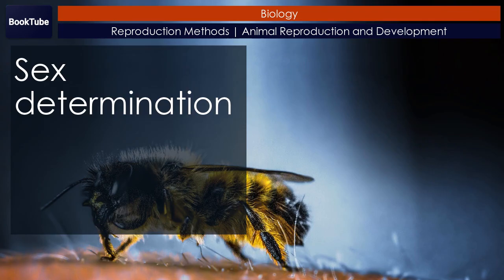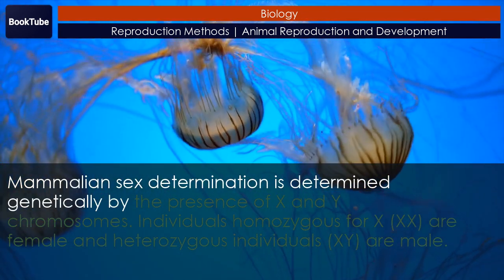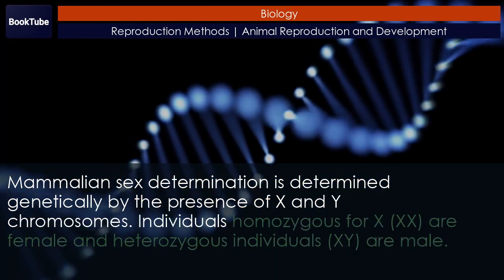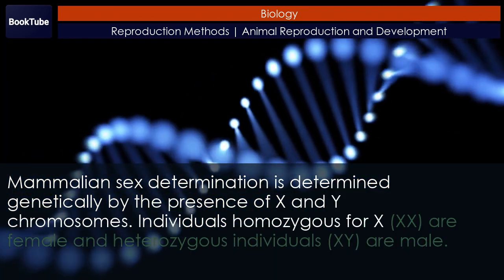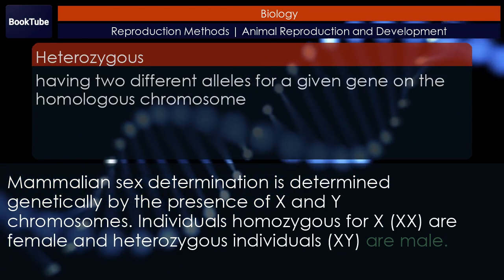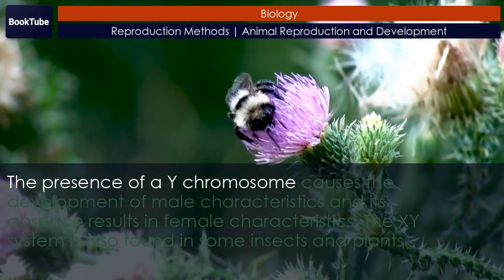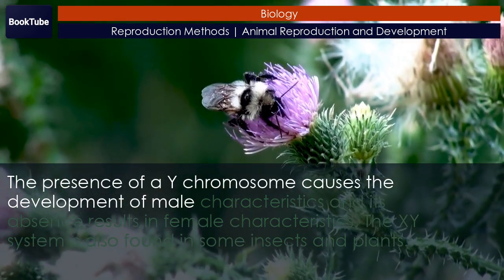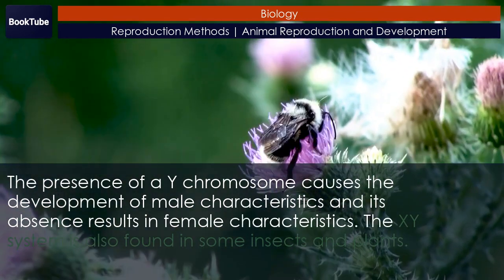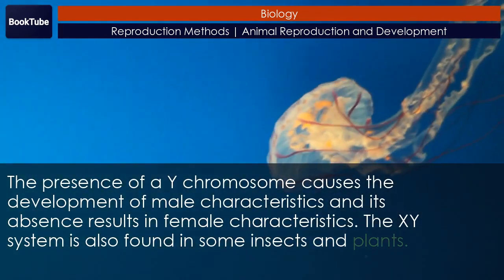Sex determination. Mammalian sex is determined genetically by the presence of X and Y chromosomes. Individuals homozygous for X, XX, are female, and heterozygous individuals, XY, are male. The presence of a Y chromosome causes the development of male characteristics, and its absence results in female characteristics. The XY system is also found in some insects and plants.